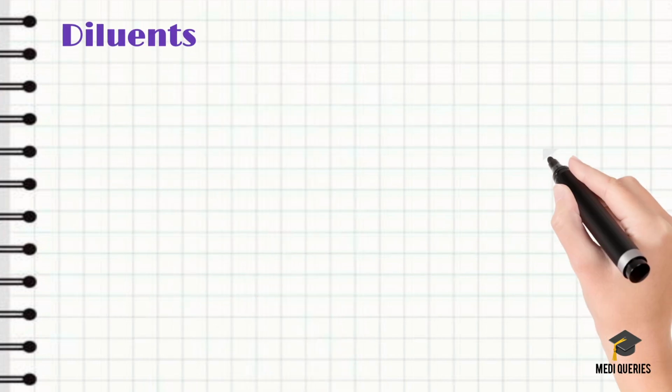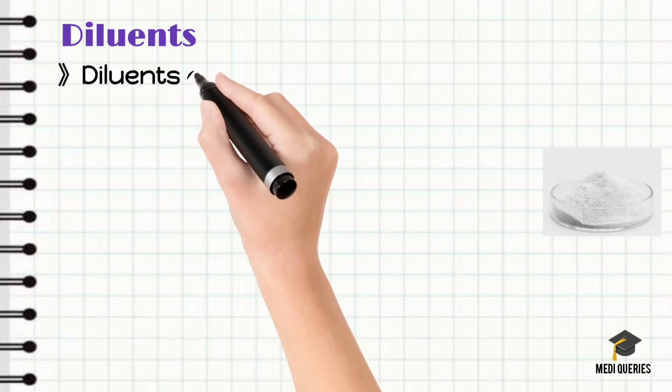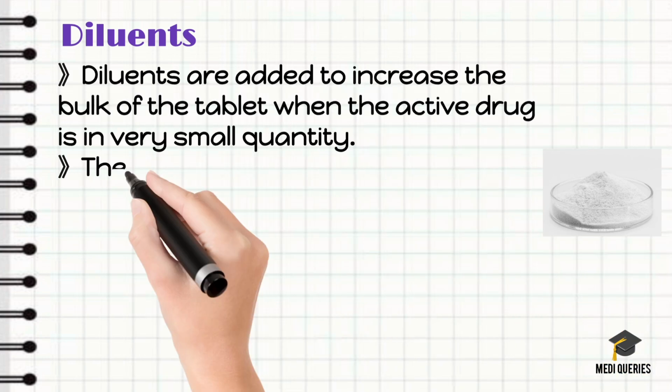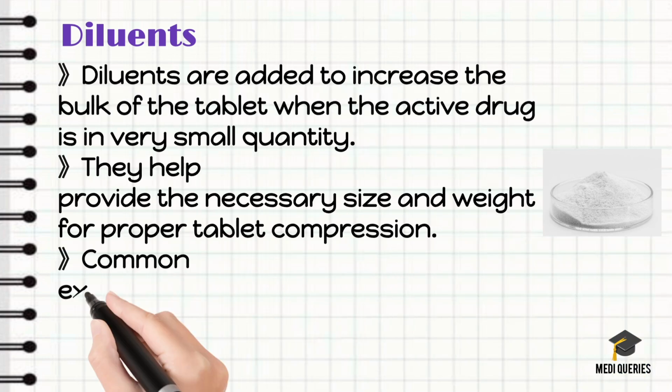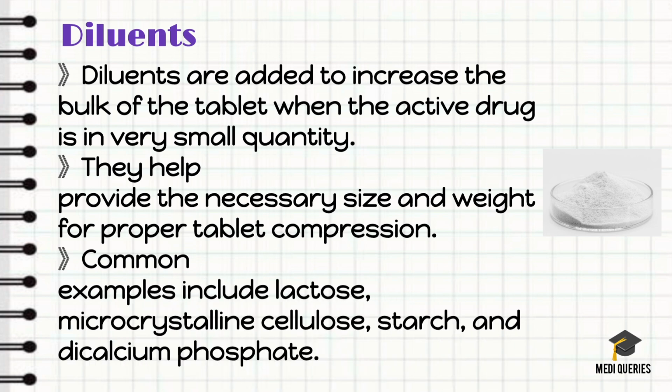So let's start with the very first category. Diluents are the fillers. Diluents, also called fillers, are used to add bulk to the tablet. This is especially important when the dose of the drug is very small and is insufficient to form a tablet on its own. Diluents help in creating a tablet of practical size for handling and swallowing.